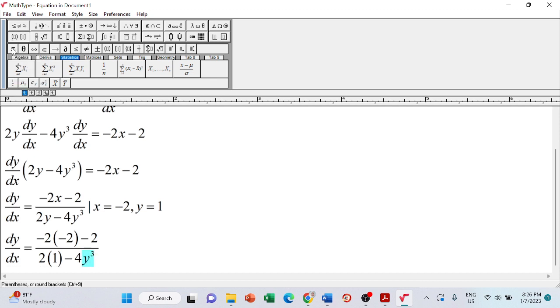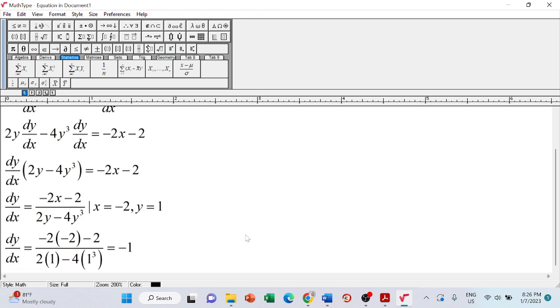Can you give me the final answer? What is the gradient value? 2 over negative 2. Simplify. Final answer. Madam just want the final answer. Negative 1 over 1. Sorry, it's actually negative 1. Okay, negative 1.